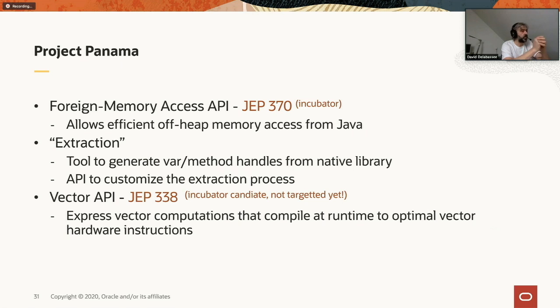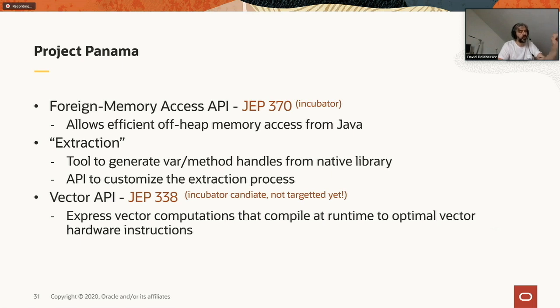And last but not least, there's the vector API, which allows you to easily express vector computation that will compile at runtime and execute on a vector on CPUs that support vectorized extensions, such as SSE or AVX for AMD, or ARM scalable vector extension. And the vector API is right now an incubator candidate, so we don't know yet in which JDK release it will be added. So today what we have for Loom is the foreign memory access API in incubator.